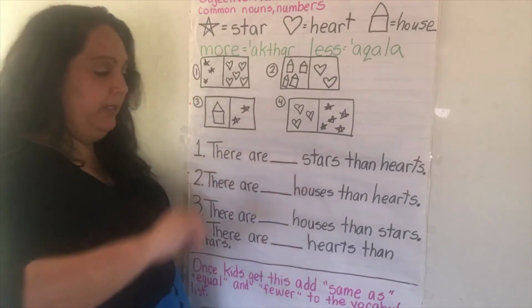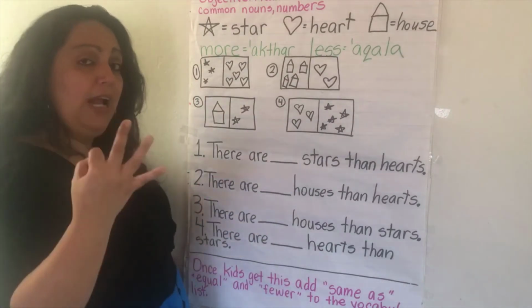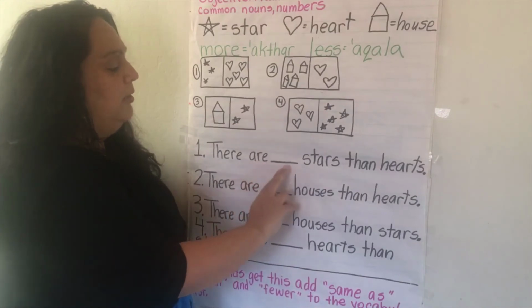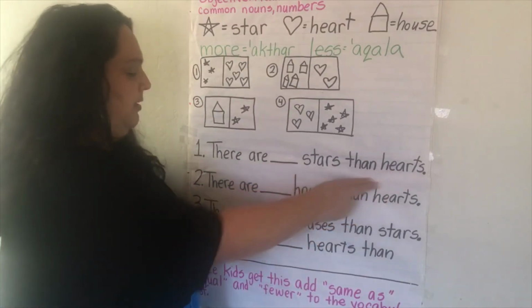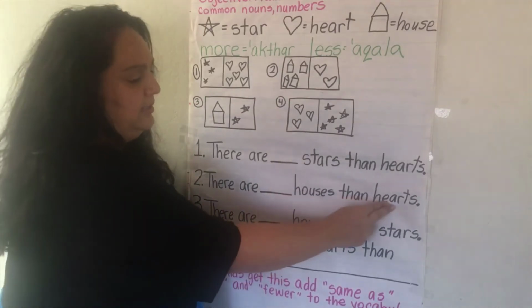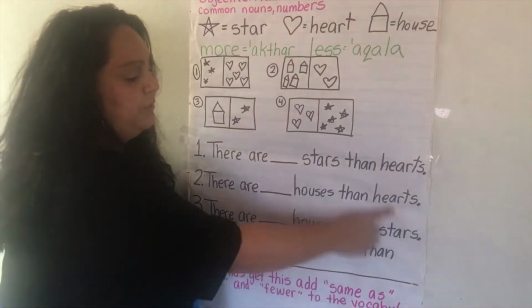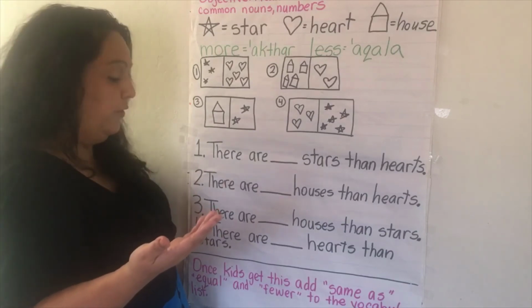The kids are going to be writing it as well. And then, of course, you always read it out loud at least 3 times with your newcomers. There are less stars than hearts. There are more houses than hearts. So you're going to read it at least 3 times. They should be writing this during independent time, and then they could always take it home and read it to someone for homework.